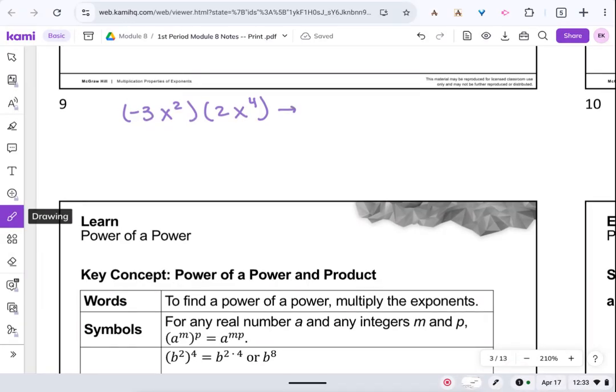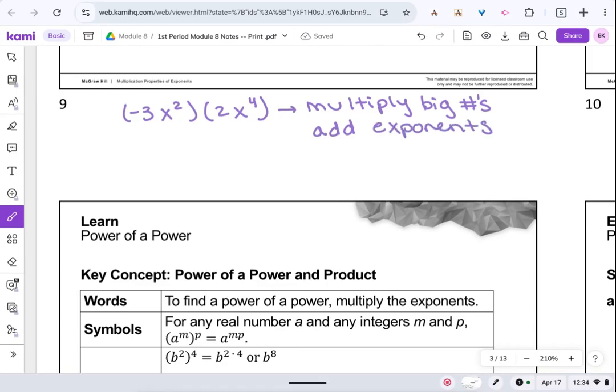So when I have stuff next to each other on the same level, our two big ideas are that we are going to multiply our big numbers together. Those would be the coefficients, the numbers in front, and then we're going to add our exponents. So multiply big numbers, add exponents.